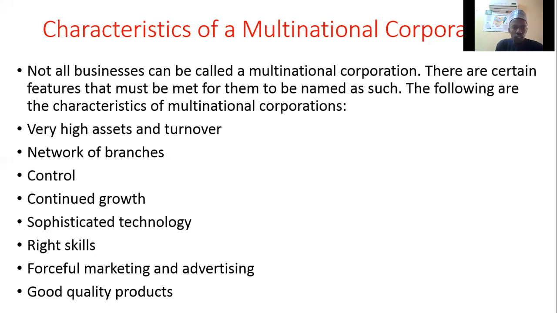They have sophisticated technology because of their wealth. Most multinational corporations are very rich companies. They invest in technology and modern ways of doing things, using software, robot machines and what have you. You understand? And then they have the right skills. They also spend a lot of money training their workers on current management skills and ways of doing things within the organization.